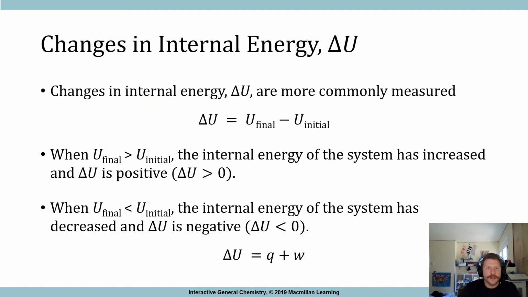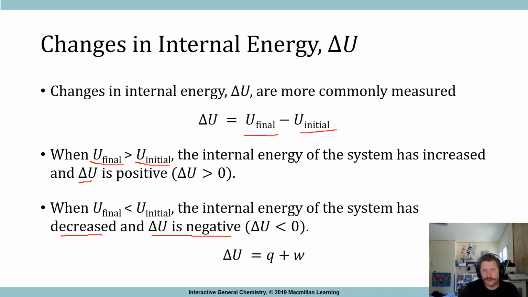Now, what about changes in internal energy, delta U? Changes in internal energy, delta U, are more commonly measured by comparing the final energy and the initial energy. When U final is greater than U initial, the internal energy of the system has increased and delta U is positive. When U final, the internal energy of the final state, is less than that of the initial, the internal energy of the system has decreased and delta U is negative.